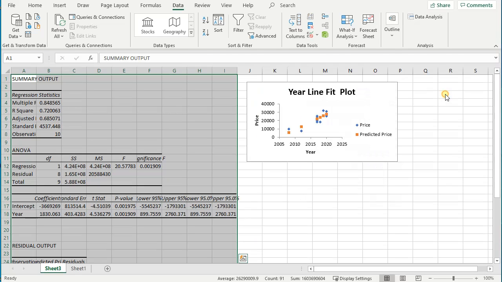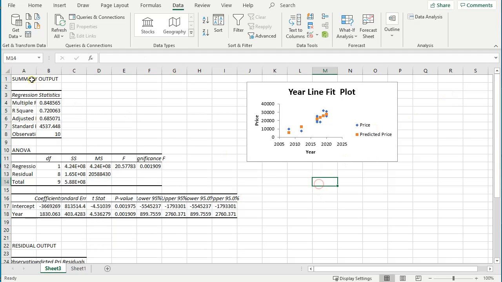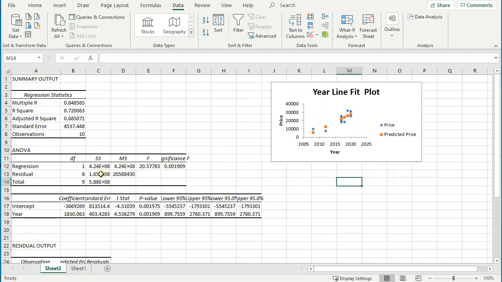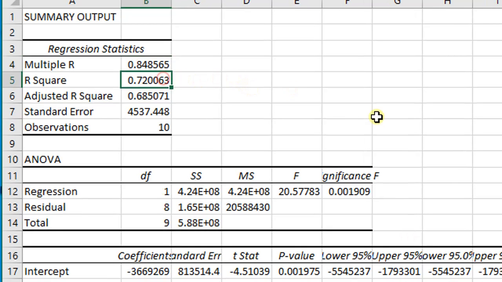Press OK. Let's see what we got here. I'm going to double click to make this bigger so I can see what I have. Starting with the R squared value, R squared gives us the percentage of the variability in price that's explained by this model, in this case, explained by year. So 72% of the variability in price is explained by the year.